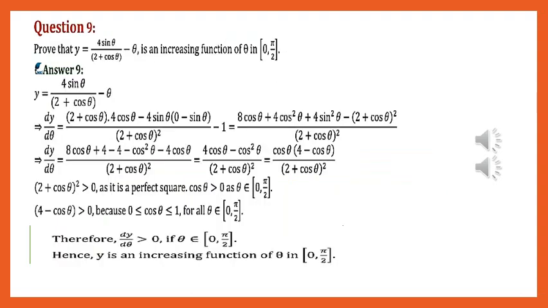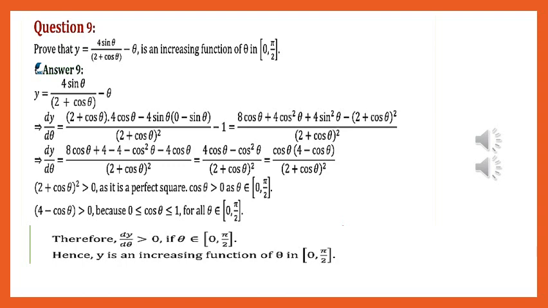Question number 9. Prove that y equal to 4 sin theta by 2 plus cos theta minus theta is an increasing function of theta in the closed interval 0 to pi by 2. So we know the method. We have to get dy by d theta here. Then we want to show that it is greater than 0 in the interval 0 to pi by 2. So let's see what dy by d theta is.